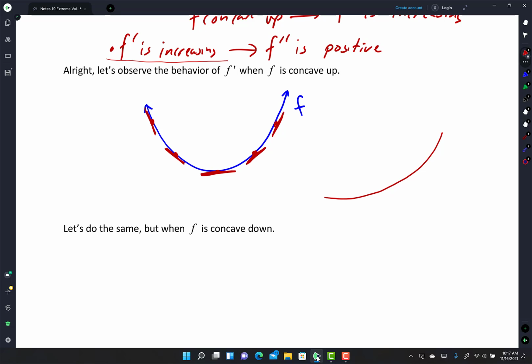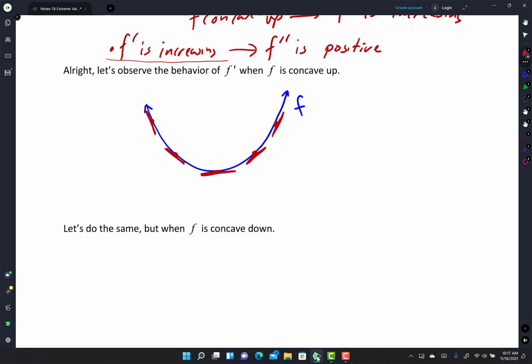So if that is f, f prime is like that red line. No, if the graph of f looks like that, f prime will just be increasing. Oh, okay. So f prime is increasing. And f prime prime will just be positive. It's above the x-axis. f prime prime.